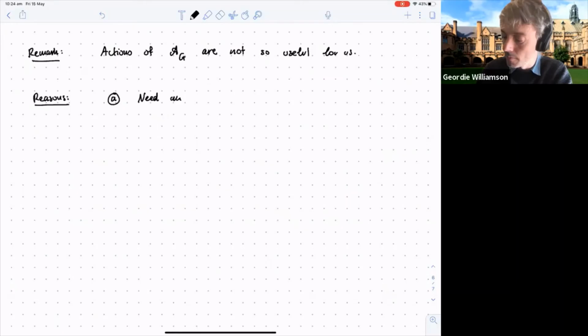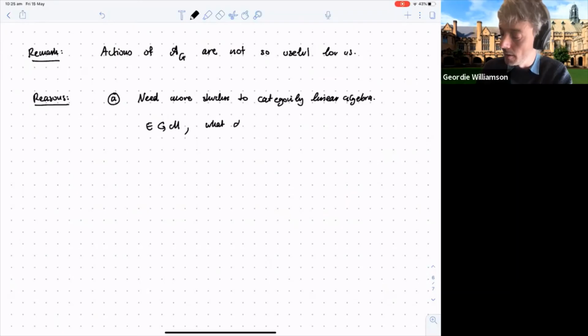And I just want to posit two reasons, and these are speculative. Reason A is that we need more structure to categorify linear algebra. So a simple example of this is that if we have an equivalence of a category, what does it mean? What is an eigenvalue?